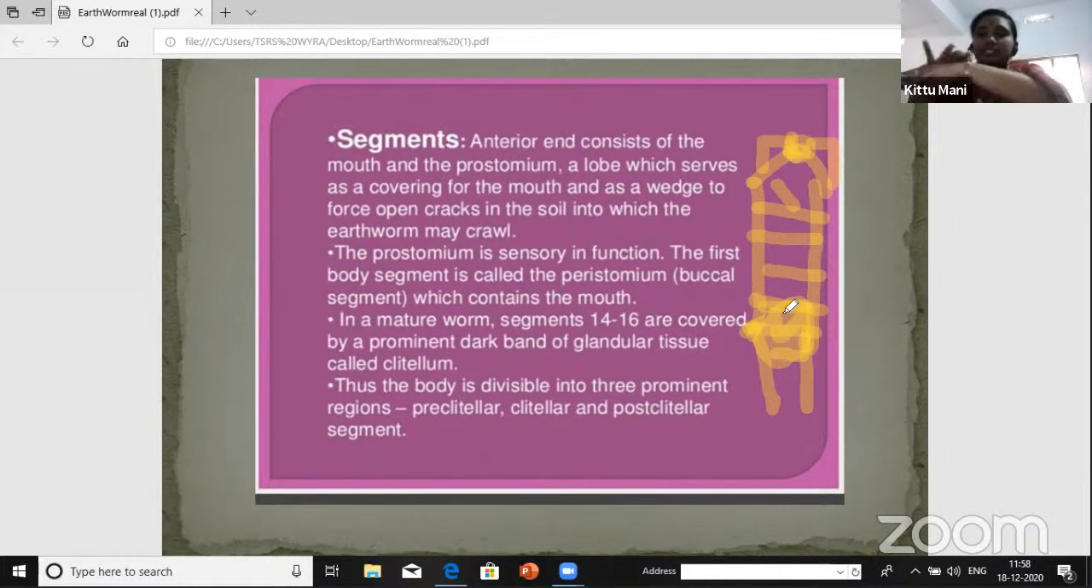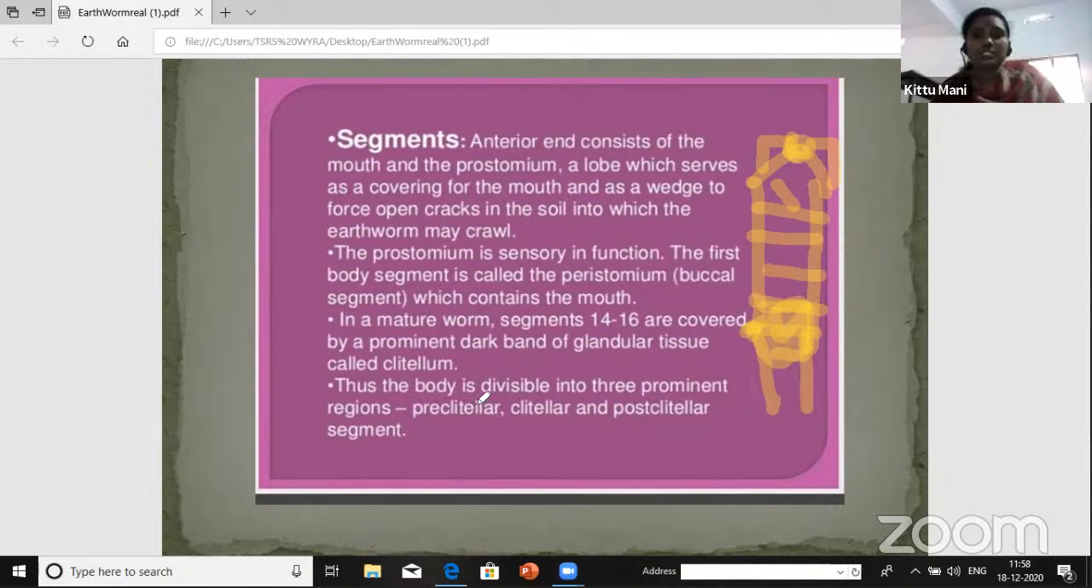For example, it is an earthworm. For example, it is the 14th segment, 15th segment, and 16th segment. Here we will observe a ring-like structure, that is nothing but the clitellum. What is it, students? Clitellum. What is the importance of the clitellum? The clitellum is used for reproduction, which we will discuss in depth in the reproductive system.